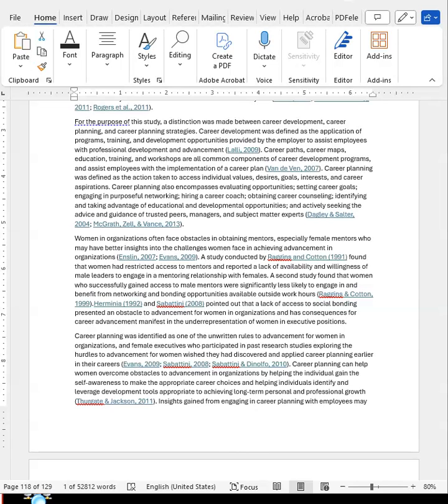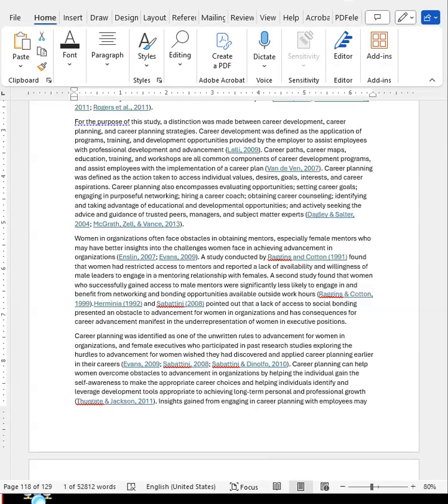For the purpose of this study, a distinction was made between career development, career planning, and career planning strategies. Career development was defined as the application of programs, training, and development opportunities provided by the employer to assist employees with professional development and advancement. Lally, 2009. Career paths, career maps, education, training, and workshops are all common components of career development programs and assist employees with the implementation of a career plan.